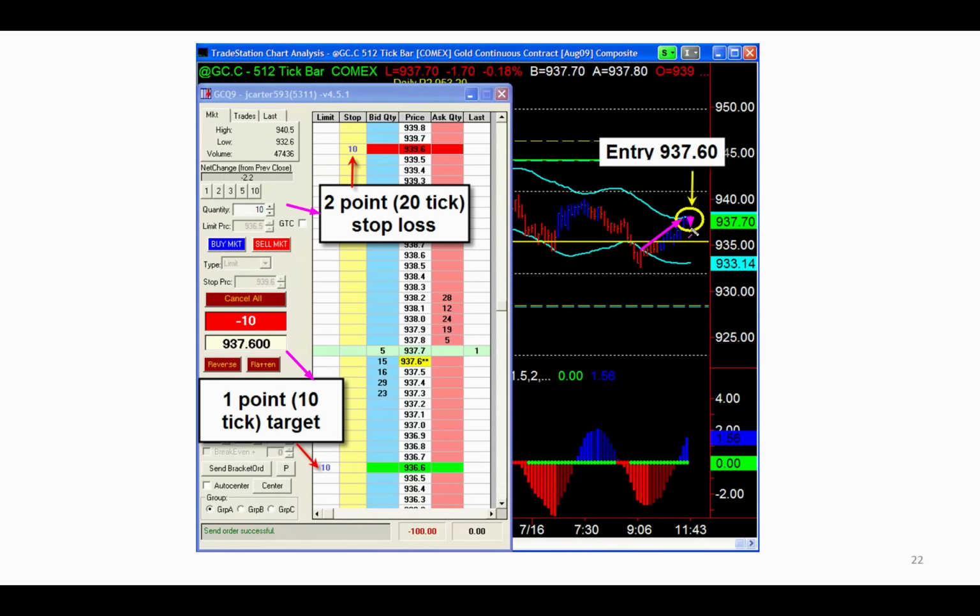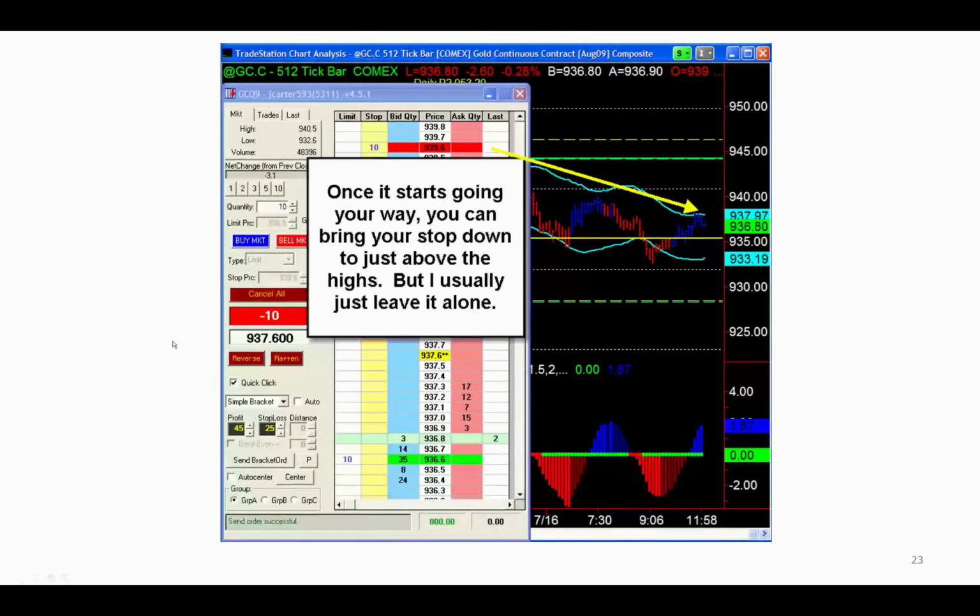Oftentimes it's going to come all the way to the bottom of the band, which is 5 points, right? But all I want is a point. So in this case, I start off with a stop, but the key with this is then how do you manage it? Well, typically at this point, once it starts going your way, you can bring your stop down to just above the highs.